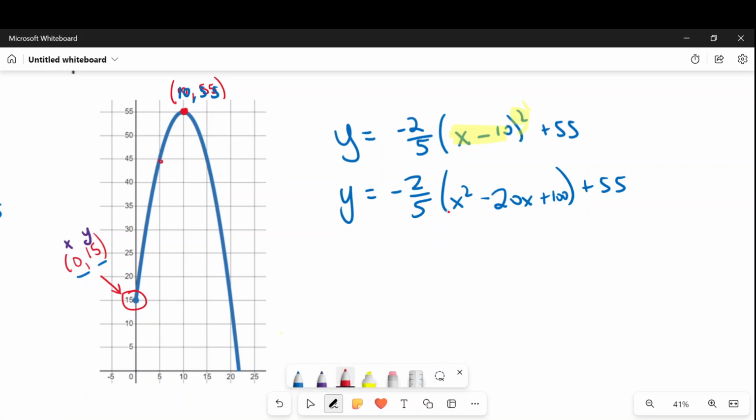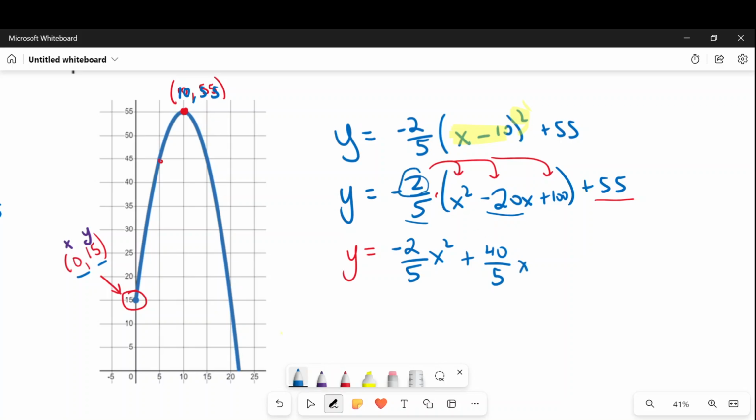So now I have to multiply by negative 2 over 5 and add 55. What do I do first? Well, I have to do the multiply first. So I'm going to multiply negative 2 over 5 into the bracket. I'm multiplying by a fraction, so I'm going to take a little more time. You might be able to do this in fewer steps. So negative 2 over 5 times x squared is just negative 2 over 5 x squared. And then negative 2 over 5 times negative 20x: negative 2 times negative 20 is positive 40, and that would be over 5x.